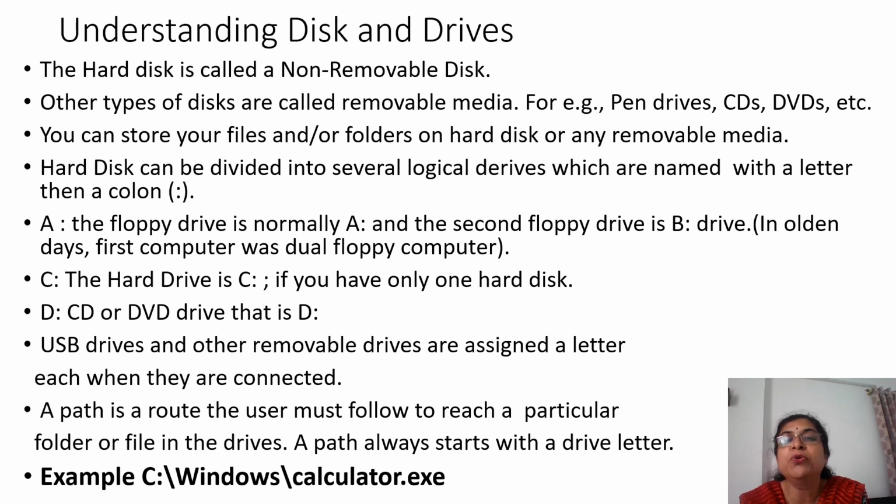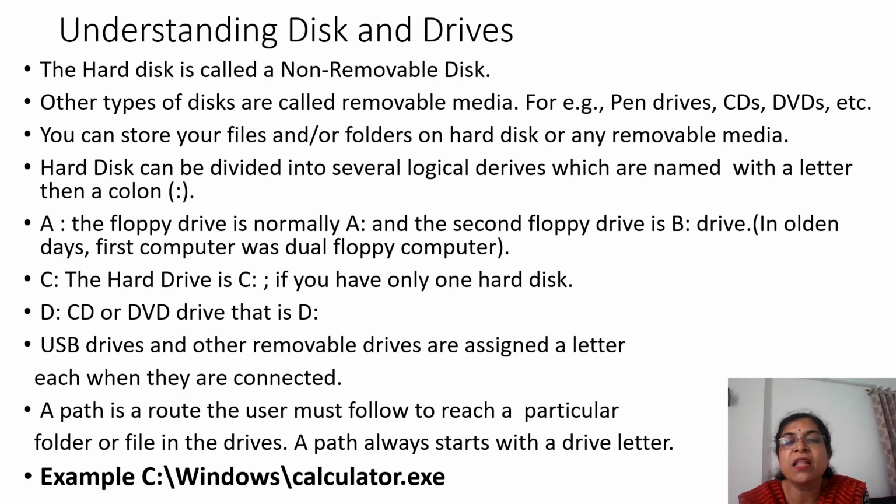A hard disk can be divided into several logical drives which are named with a letter and then a colon. Colon means vertical two dots. A drive and B drive are assigned for floppy drives which were used in the olden days. C colon, that is the hard drive, is the C drive, if you have only one hard disk. Otherwise, sometimes if there is more than one hard disk, then the D drive name is given for the other hard disk. But generally, the D drive name is given for the CD or DVD drive.